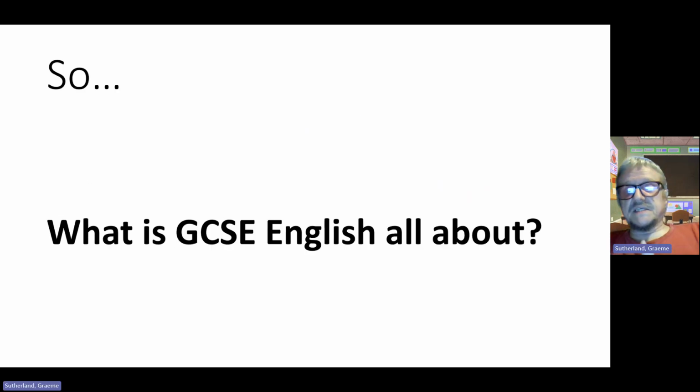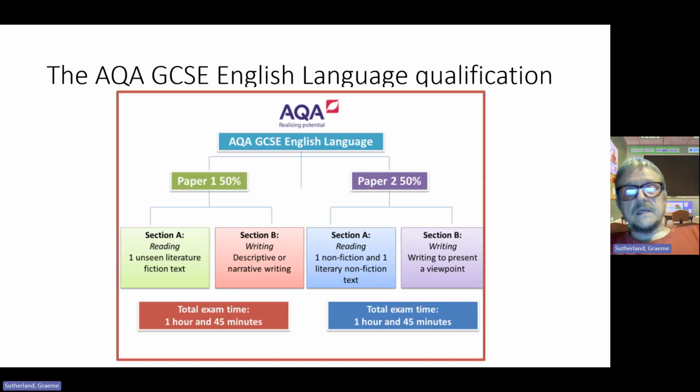So what is GCSE English all about? And we could go into an awful lot of detail about what the study of a language happens to be, but basically it's all about the exam. We have 30 weeks to prepare you to do these 2 examinations. So we allow the exam to dictate the shape of the course. This is the outline of what the exam includes.